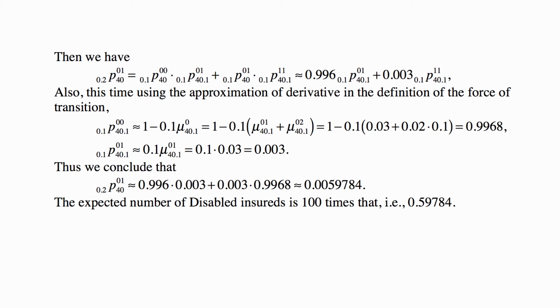The same way, if you multiply the force at age 40.1 of transition from 0 to 1 by a period of time of length 0.1, then that's roughly the probability of transition from 0 to 1, starting at age 40.1, within 0.1 units of time. So that's why 0.1 P0140.1 is approximately equal to 0.1 times mu 40.1 upper 01.